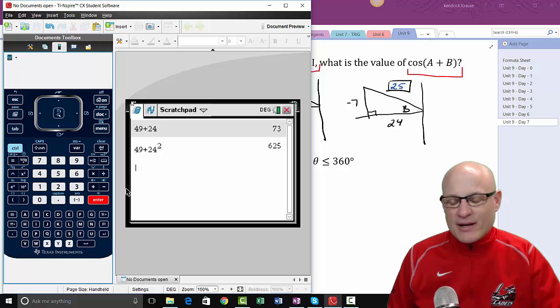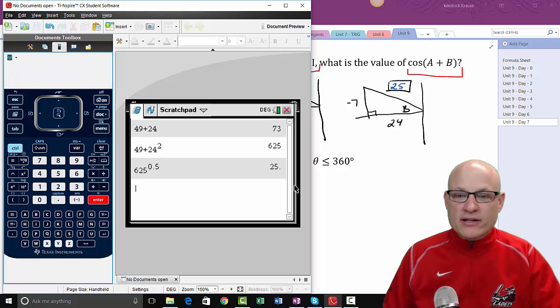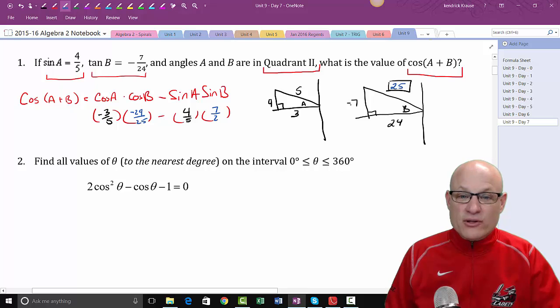And by the way, you guys got to get in the habit of this. I want to take the square root of that. The fastest way to take the square root of something is to hit raising to the 0.5 or 1/2 power. It's 25. So the cosine of B is negative 24 over 25, and the sine of B is 7 over 25. I should not have put this sign in here, by the way. 7 over 25.